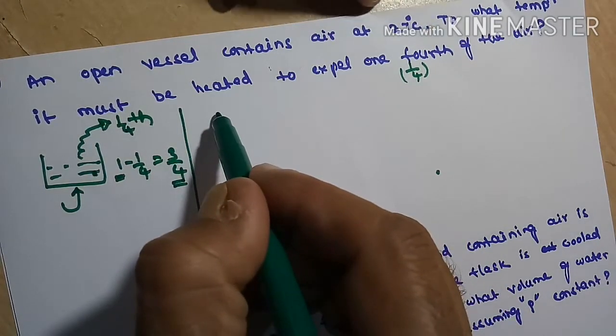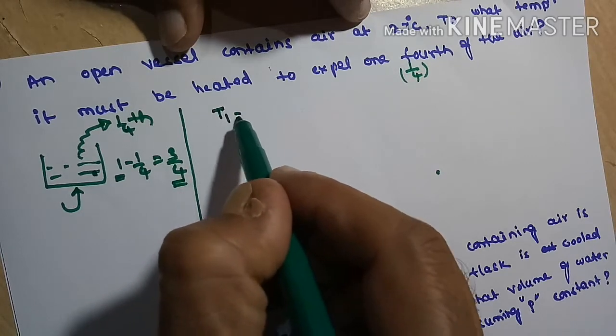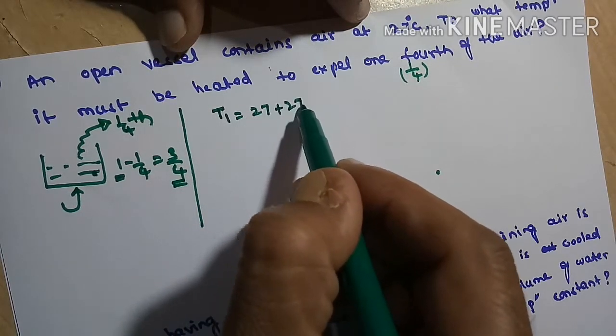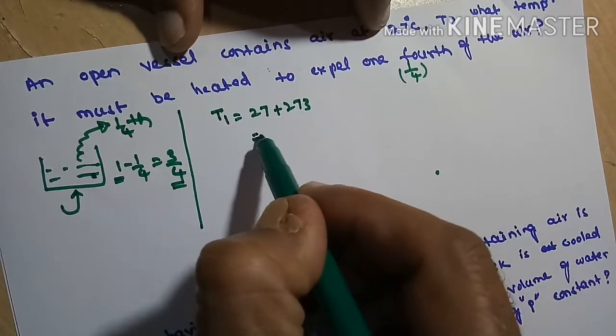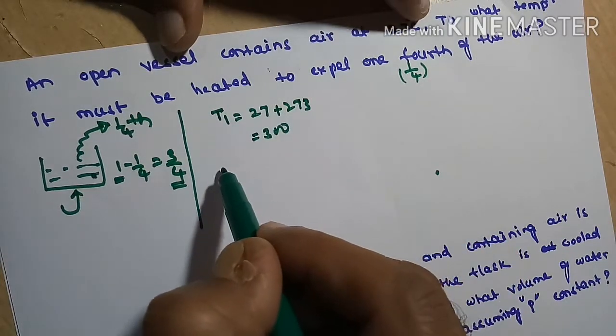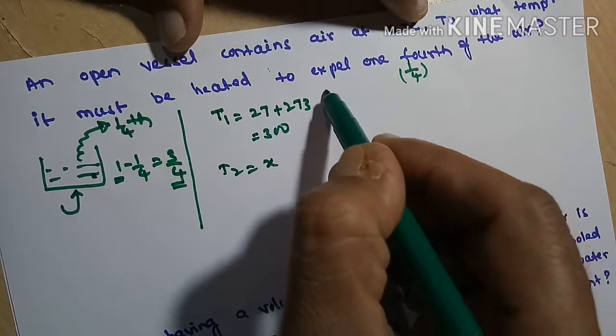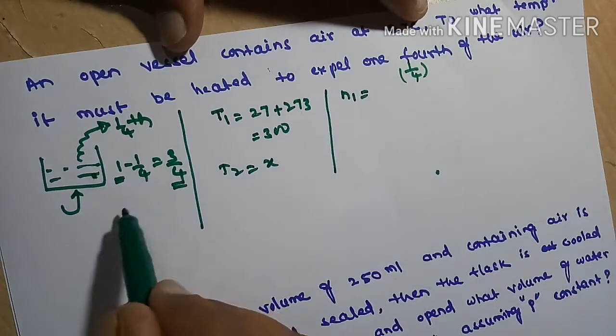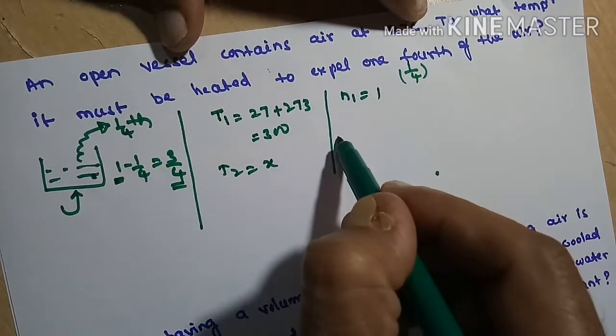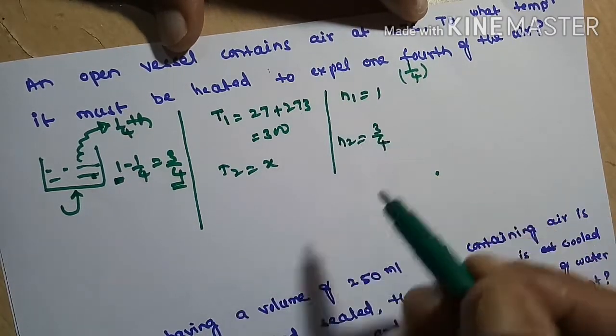So at 27 degrees centigrade, T1 is equal to 27 plus 273, which is equal to 300. At what temperature? T2 we should find out. So N1 we can take as 1 mole. N2 is equal to how much? 3/4 of the gas is present.